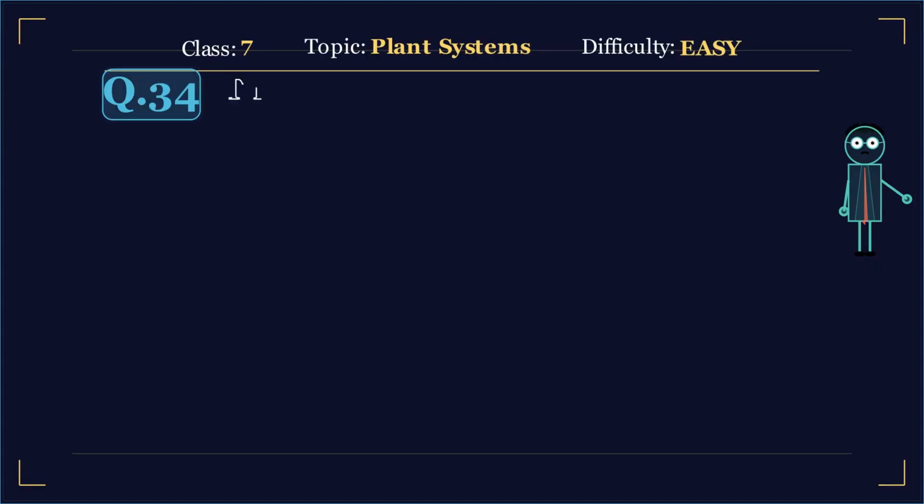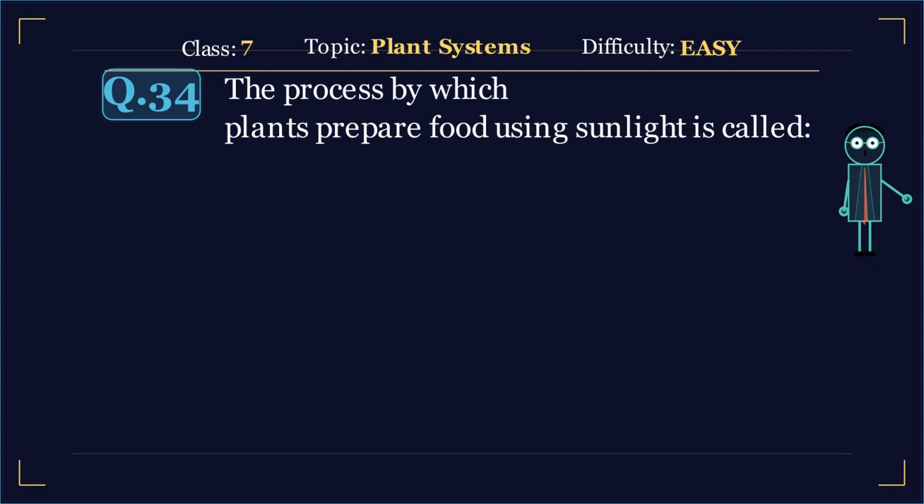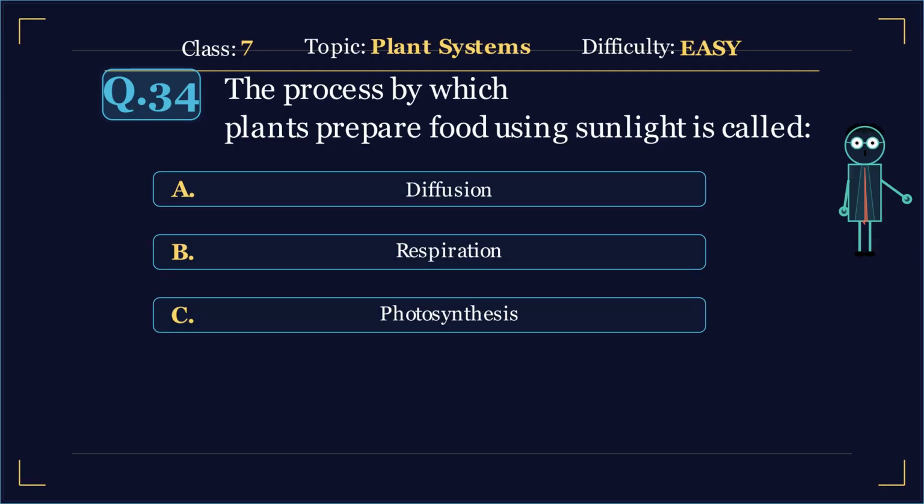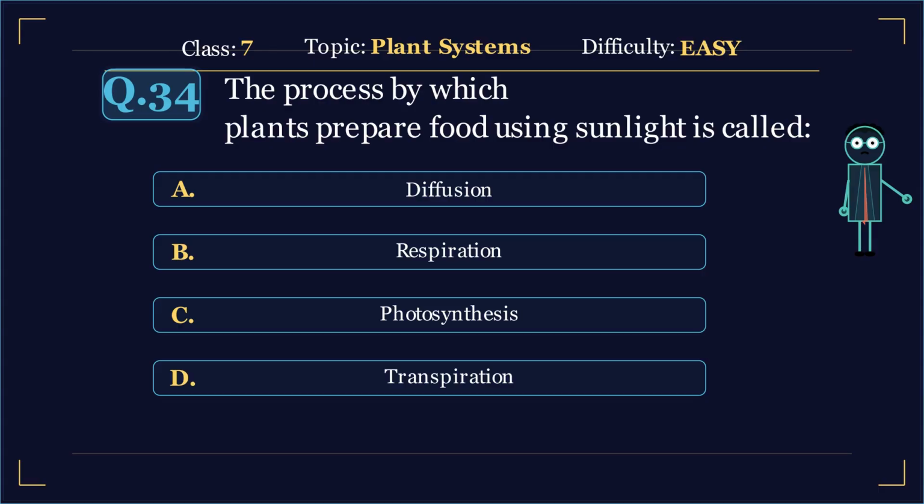Question 34. The process by which plants prepare food using sunlight is called. Option A, diffusion. Option B, respiration. Option C, photosynthesis. Option D, transpiration.